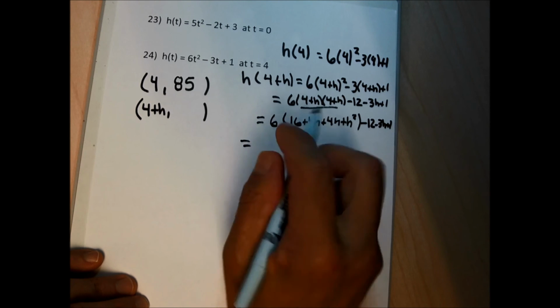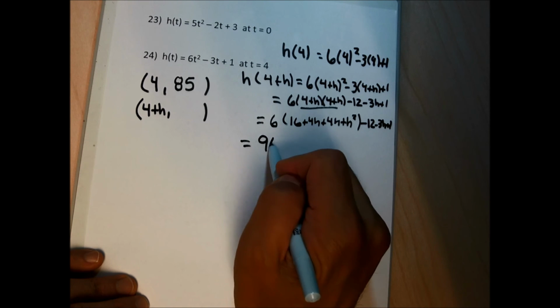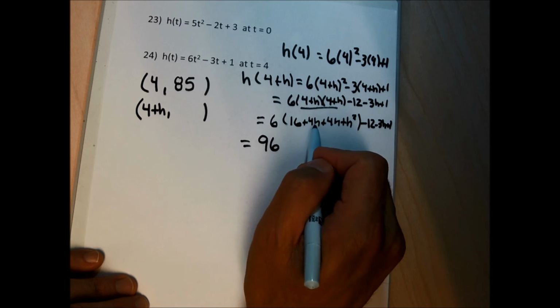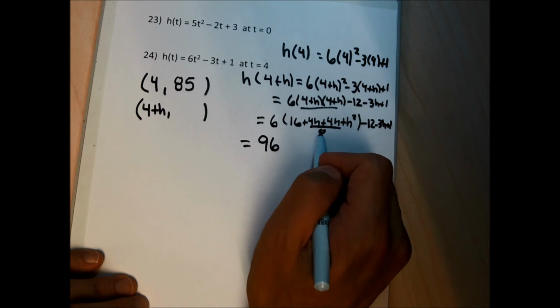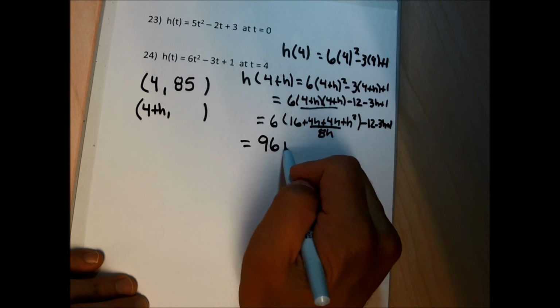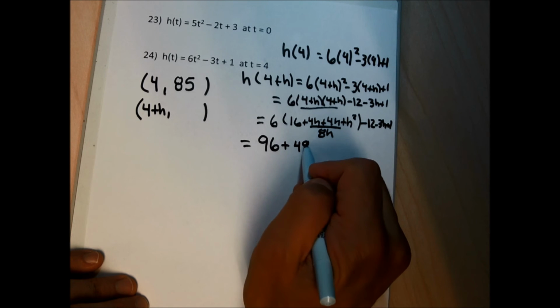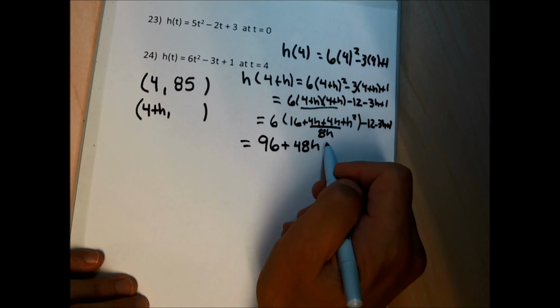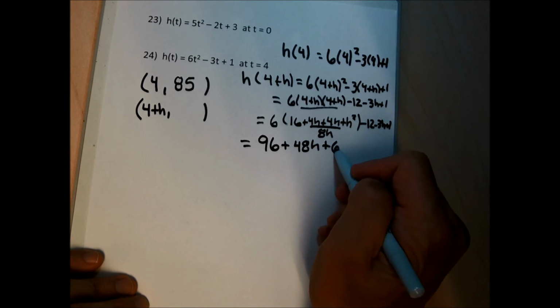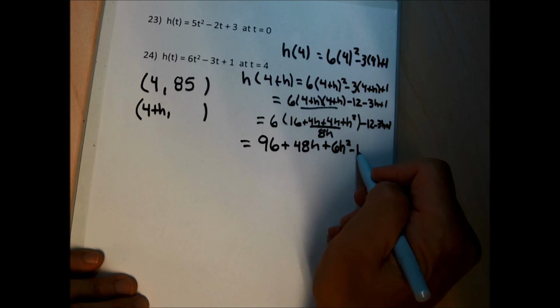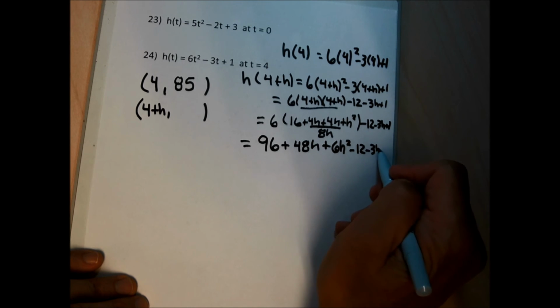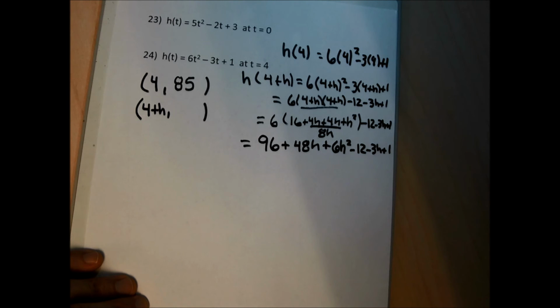Clear this parentheses. 6 times 16 I think is 96. I'm going to make these an 8h and go 6 times 8h is plus 48h. And then 6 times h squared is plus 6h squared. Minus 12 minus 3h plus 1.